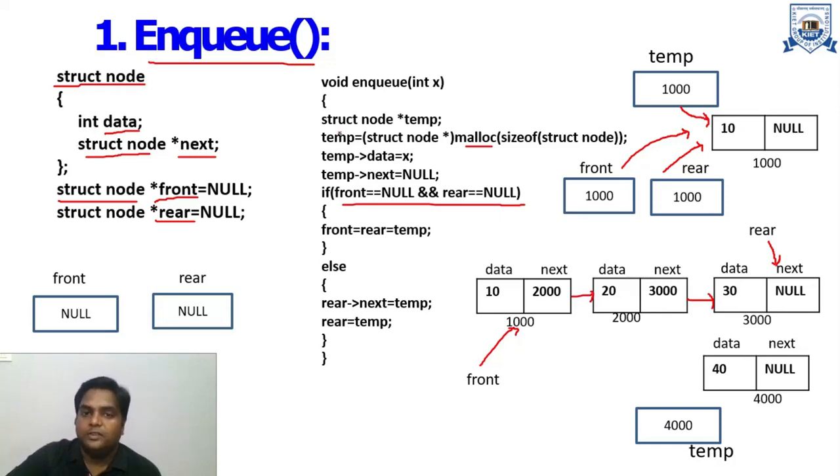Again, first of all, this temp variable is declared, that is struct node pointer temp, and now the temp value is 2000, because temp is pointing to another node having value 20. So temp to data is 20 and temp to next is equal to null, and temp is equal to 2000, because temp is pointing to this node. So now the value of temp is 2000.